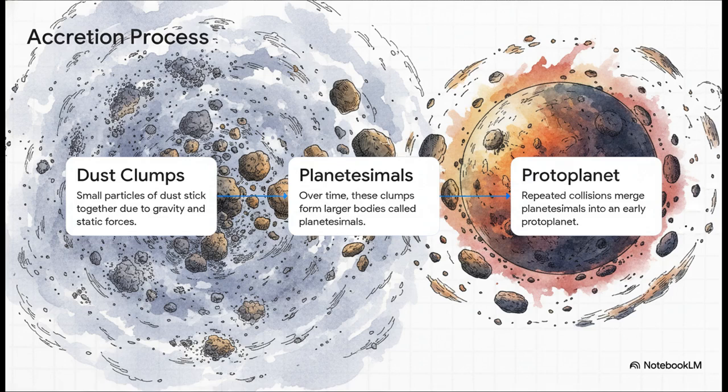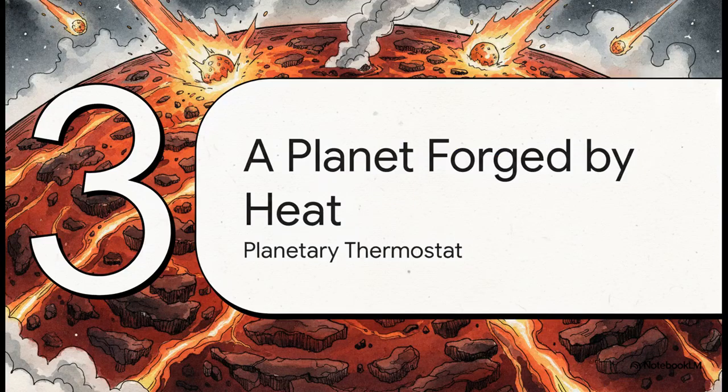Tiny little dust particles in that giant cloud started clumping together. Gravity, static electricity, you name it. These clumps grew into bigger bodies, some kilometers wide, called planetesimals. And then, for millions of years, it was just chaos. These things smashed into each other, over and over, building up into a protoplanet, basically baby Earth. And all that smashing together brings us to a really crucial stage, a planet forged by heat.